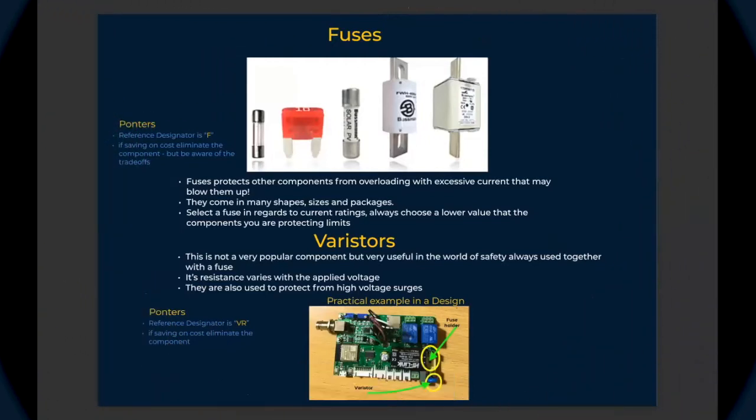Fuses, another basic component. This component is known by almost everyone. What's the main use of this? It's used to protect other components from overloading with excessive current that may cause those other parts of your circuit to blow up. Like some ICs, like the ICs we've just talked about. If you overload those ICs with voltage and power beyond certain thresholds, then they will just blow up.